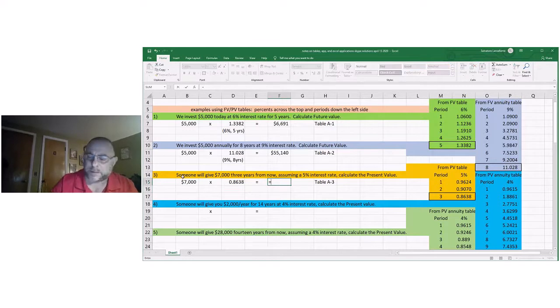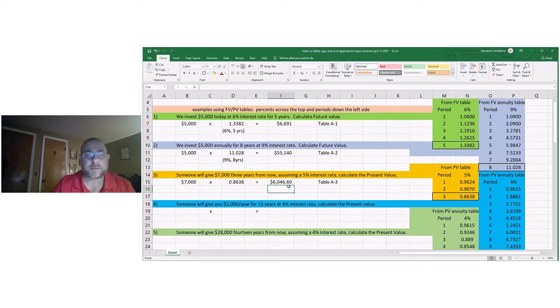So 7,000 multiplied by 0.8638, and the answer we get is $6,046.60. If you said $6,047, that's fine. So that's what it's worth today.